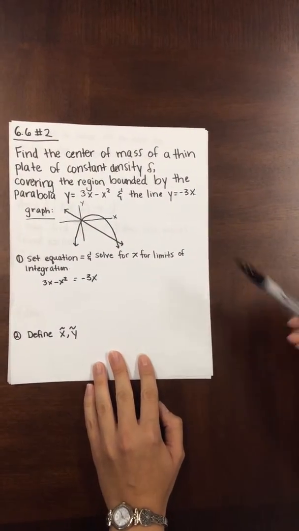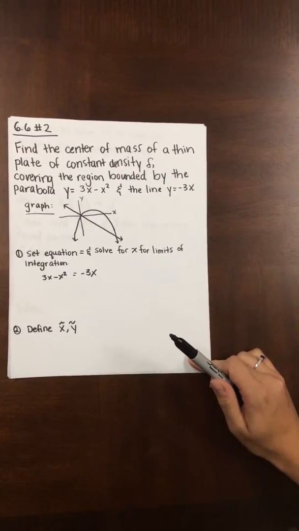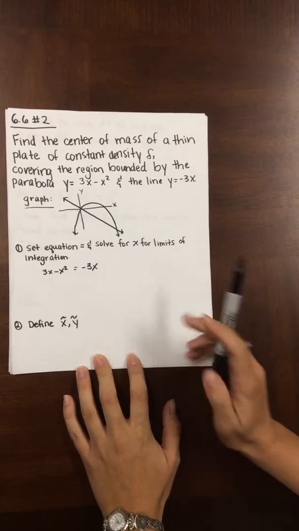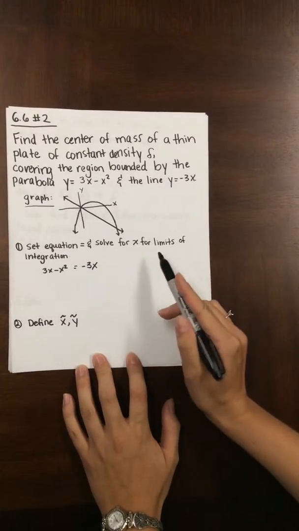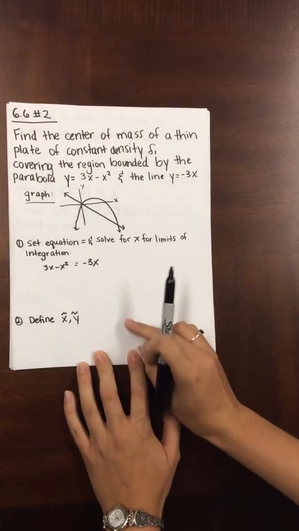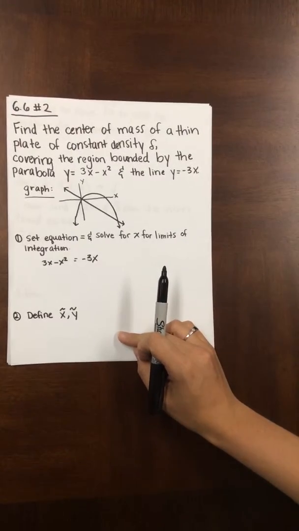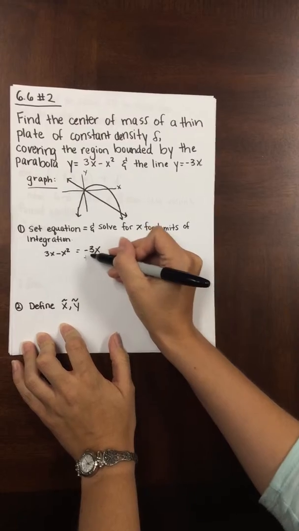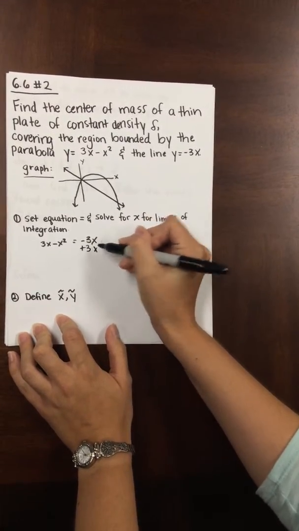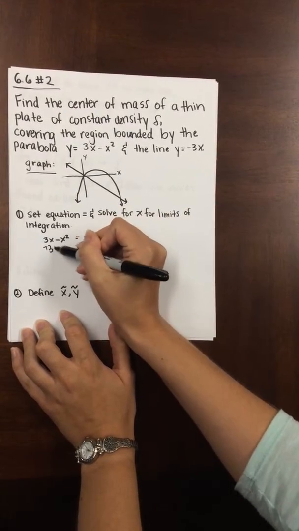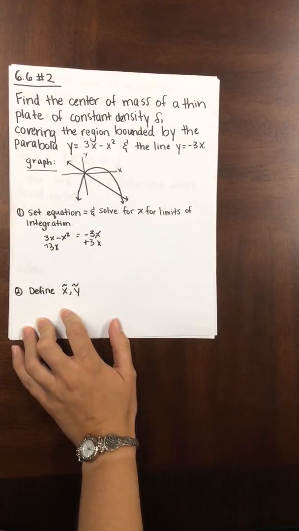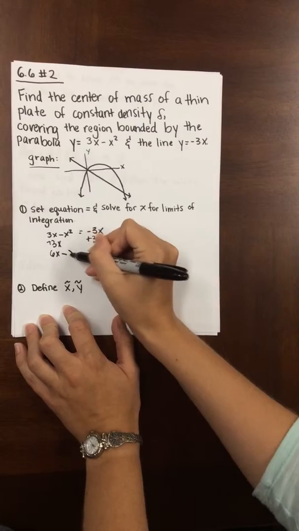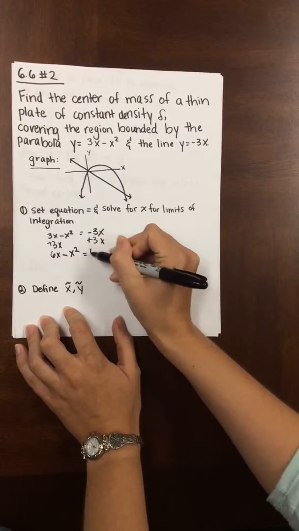So the first step in defining the center of mass is to set the two equations equal to each other and solve for x for the limits of integration. When we solve for x, we'll get two values, and that will be our limits of integration. So in doing that, we just add 3x to the other side, and then we get 6x minus x squared equal to 0.